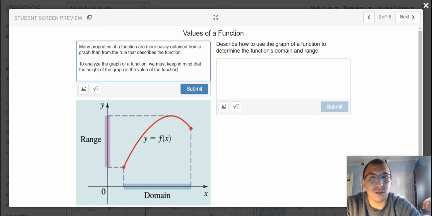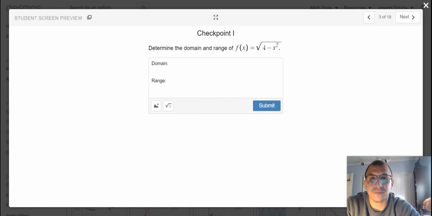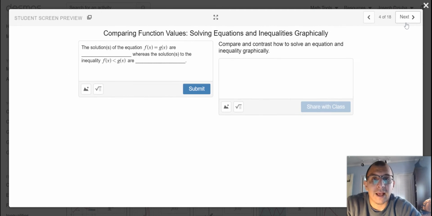So one of the topics we've been harping on the past week or two has been domain and range. So I'd like for you to share with your classmates how to use the graph of a function to determine its domain and range. And then algebraically, what is the domain and range of this square root function that has been provided here? I'm sure we'll have to recap this tomorrow, but it has been something we've been going over quite regularly.